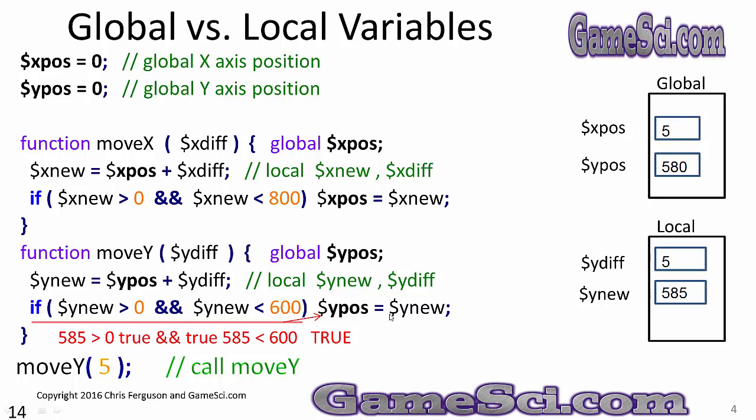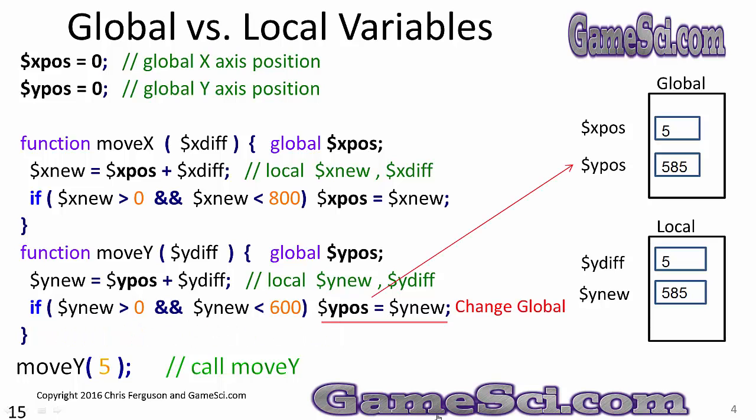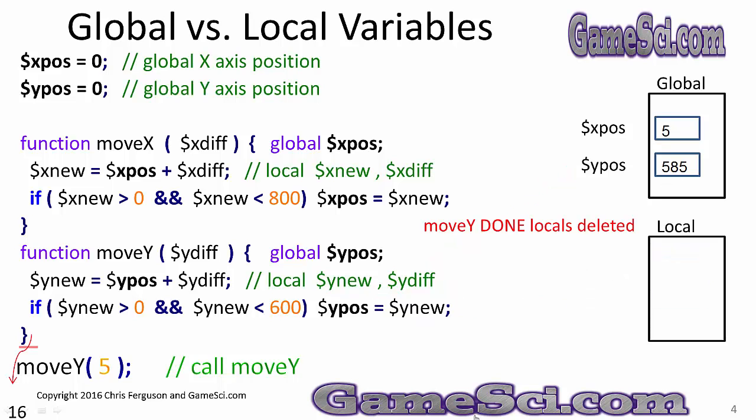Basically, what move y is saying is I agree with that move. That move will not take my character off the edge of the screen. Let's go ahead and update the global variable. Once again, because of this keyword global up here, this is accessing the global variable. And this new value that I've calculated gets updated. My 580 just changed to 585. Since the global variable changed, my character position will change on the screen.